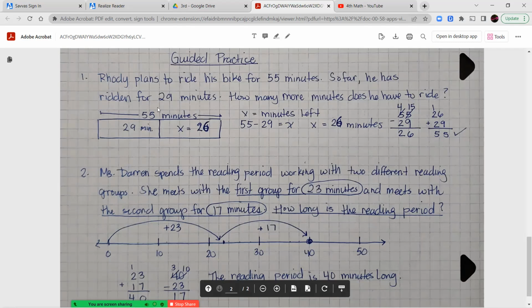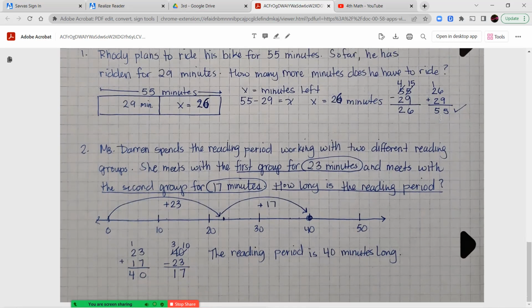Now to find that, I could do 55 minus 29 to find my unknown number. And I found out that my unknown is 26. So I can check my math. I stacked and subtracted here, and then I did the inverse and added them back together. And I did get back to 55. So he has 26 more minutes to complete his ride.